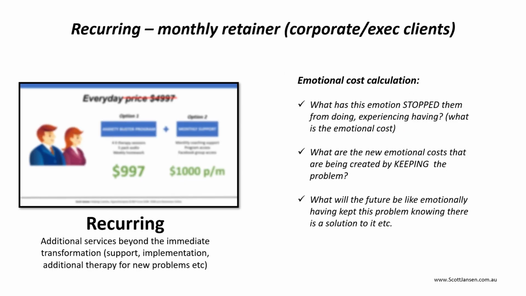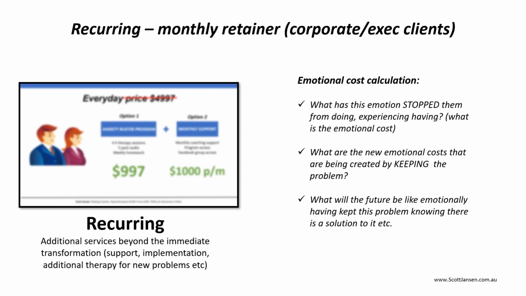So also we have something called our recurring monthly retainer. So what we also teach our students to do is get away from the generalist niches and the generalist population and start to work with corporate clients, executive clients, business owners, lawyers, doctors. And what we can actually set up is what we call a recurring monthly retainer. So that client comes to see us to solve their initial problem, but you could also upsell them into additional service beyond the immediate transformation. This could be like a support thing, implementation, additional therapy, new problems.